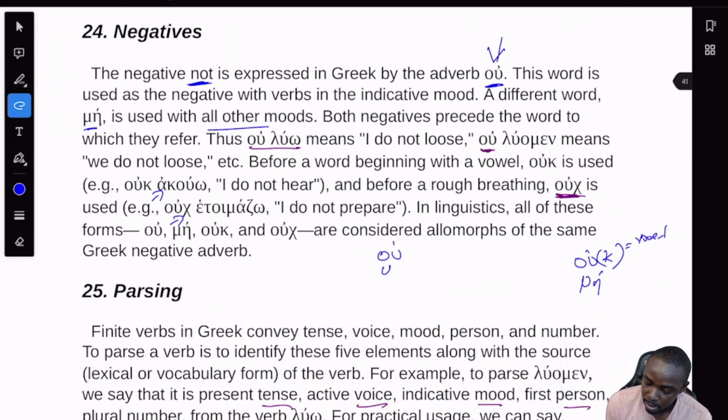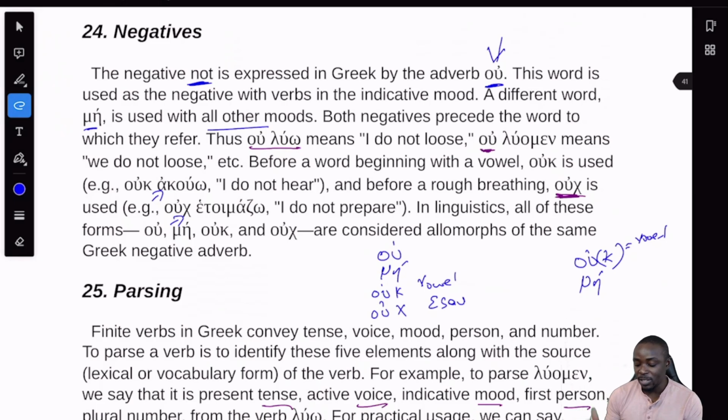So you have ou, regular, then you have me, pretty much in every other form. But if you have a vowel or a rough breathing mark, you add a kappa or a chi. So you end up with ouk or ouch. Right? They are very close in pronunciation, right? Ouk and ouch. Very close.